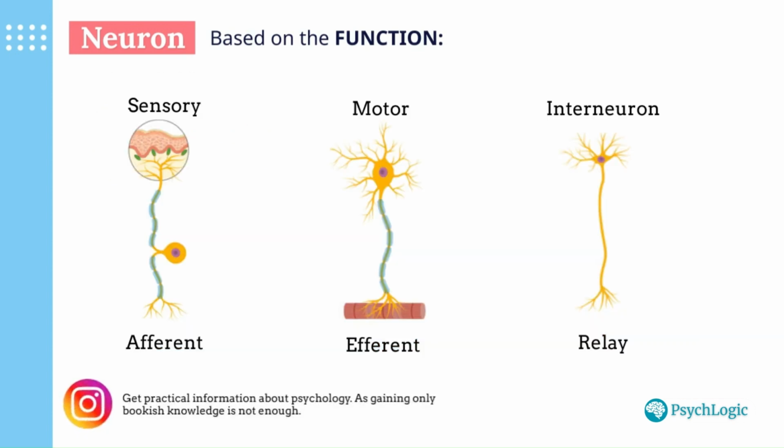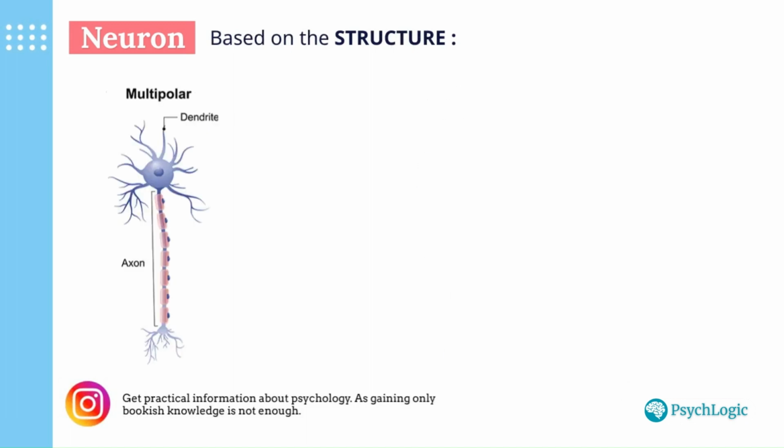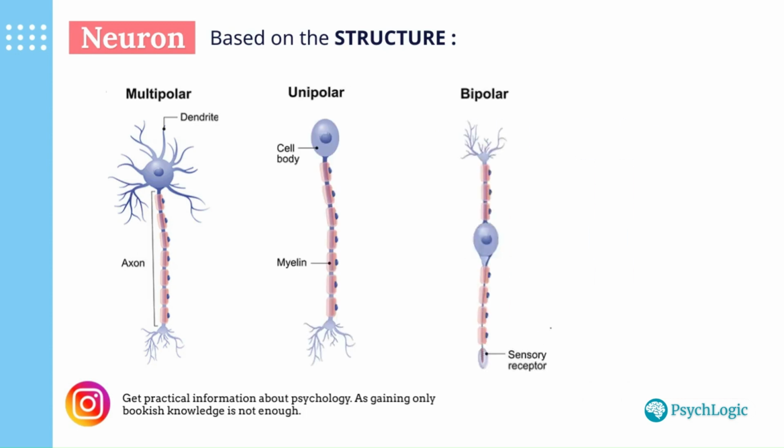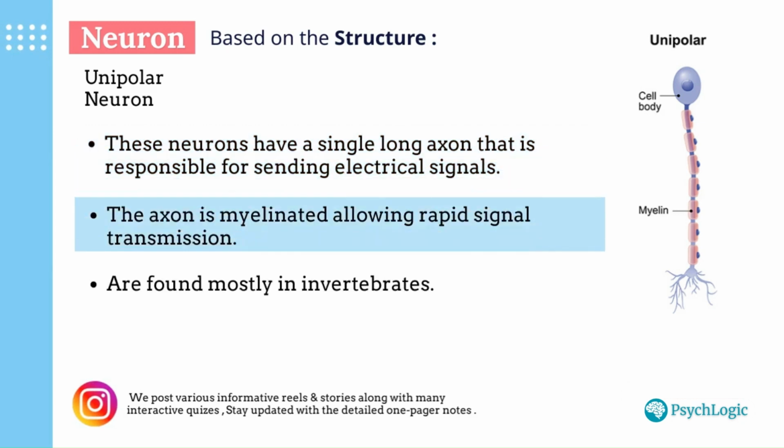Now these types of neurons were based on the function. Now we are going to study the types of neurons which are based on the structure. There are 4 types of neurons based on the structure, which are multipolar, unipolar, bipolar, and pseudo-unipolar. The unipolar neuron has only one long axon. This long axon is myelinated and also allows rapid signal transmission.